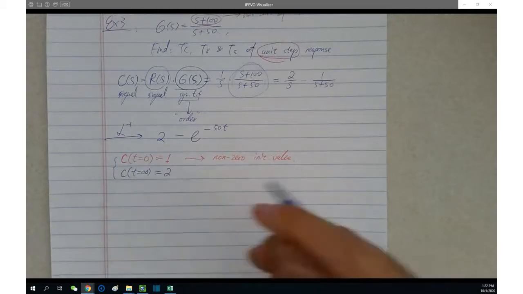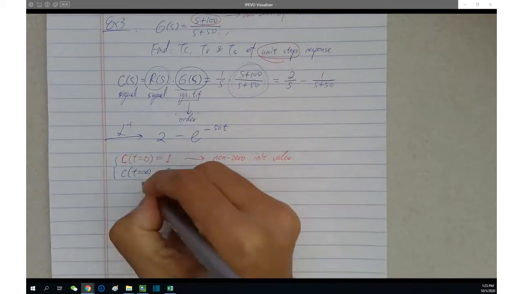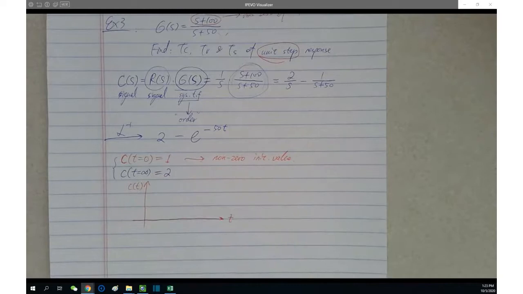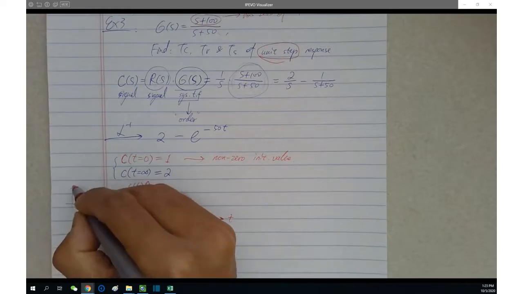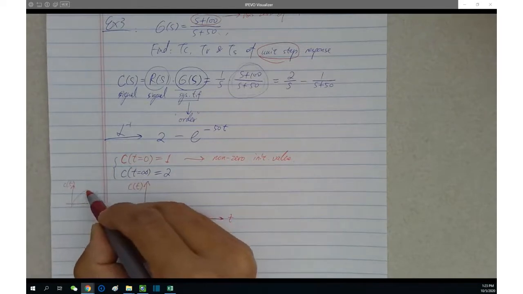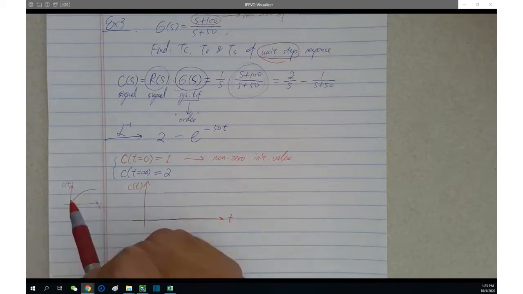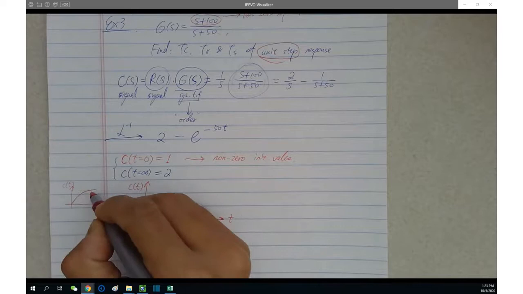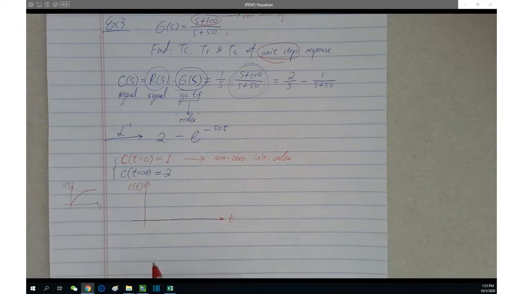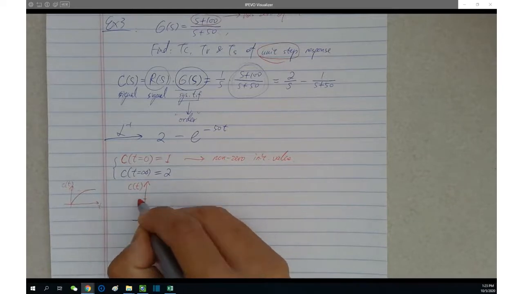In your head, you need to have a visualized graph. Previously we discussed that the first order system output looks like this: it starts from somewhere and then rises up to the steady state value after a while. It looks similar here. However, what's the difference? The difference is the initial value. This is 2, this is 1.